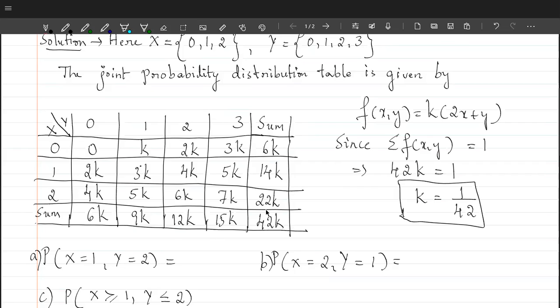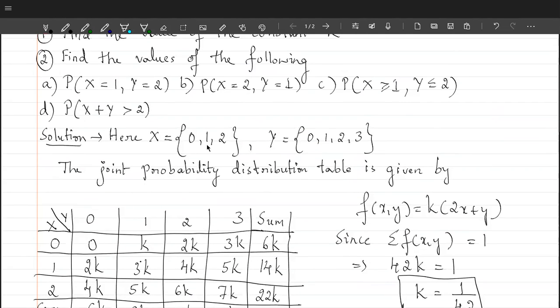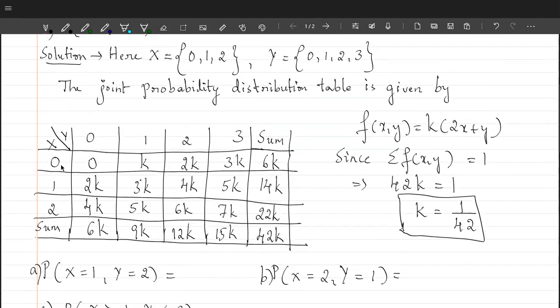So please note, whenever such problems are given, first of all, note which values x is taking. X is taking the following values 0, 1, 2. Y is taking the values 0, 1, 2, 3. So first of all, make the table. Here we list out the values of x. Here we list out the values of y.